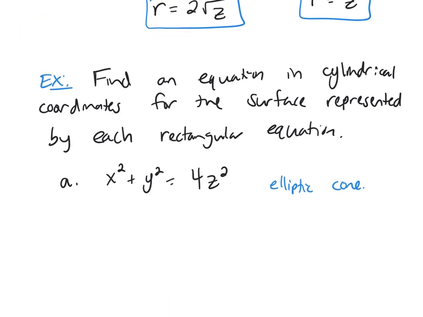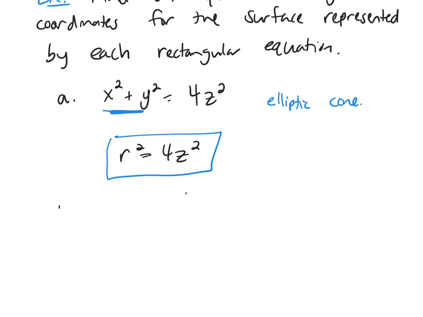So we're swapping out here for x squared plus y squared. You're going to replace that with r squared equals 4z squared. You could leave the equation like this, and because z is being squared here, I think we're going to leave the equation like this. Yep. Once you get rid of x and y, you've converted the equation to cylindrical.